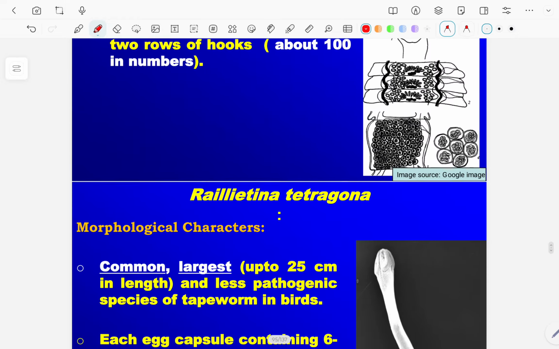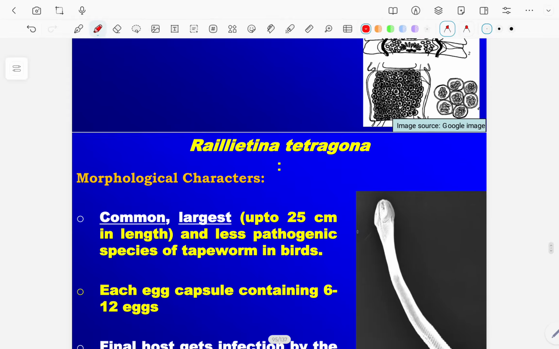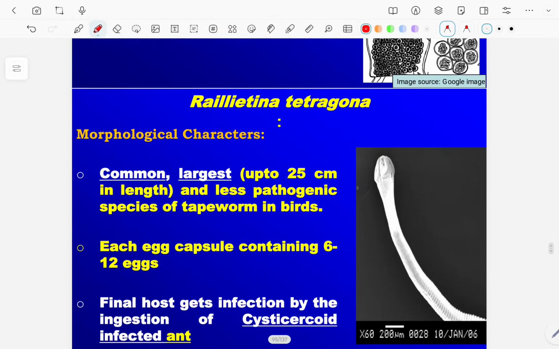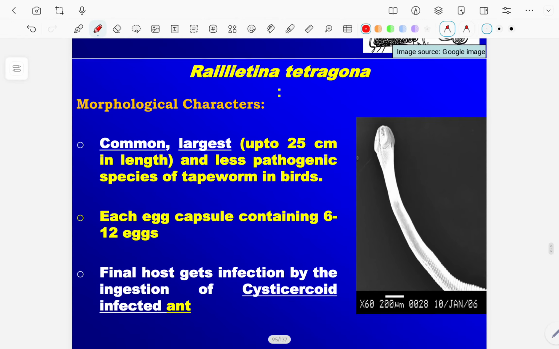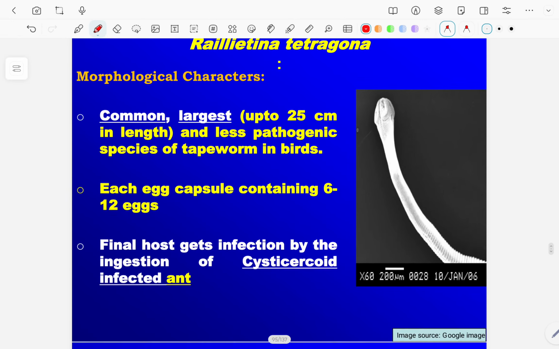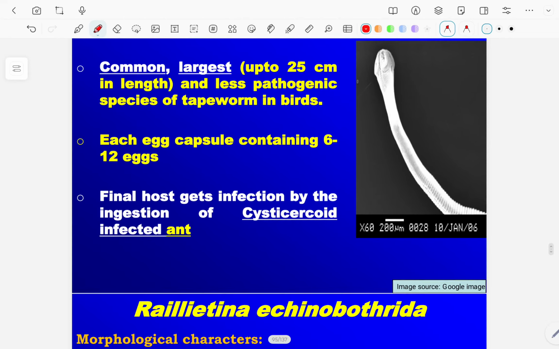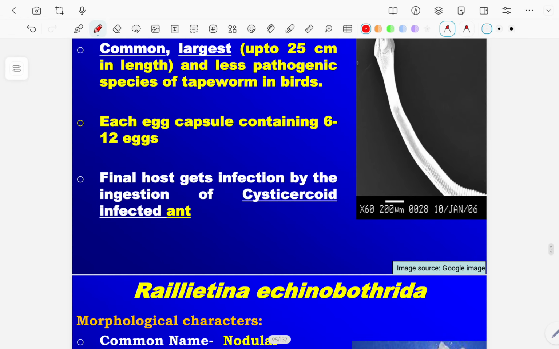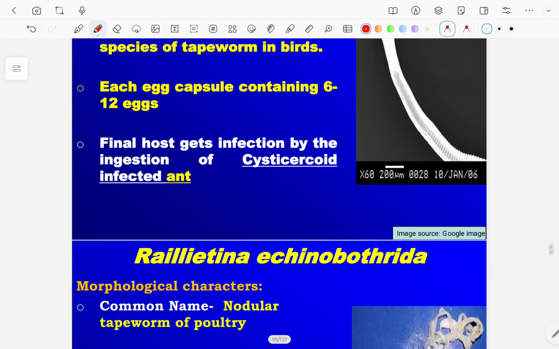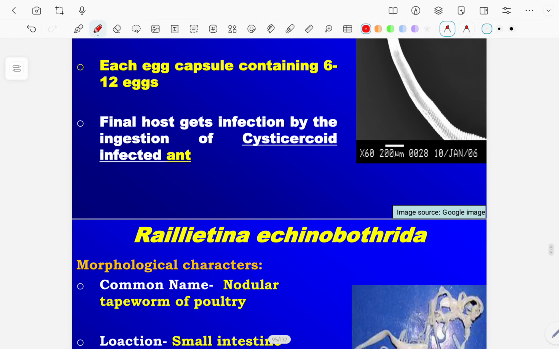Raillietina tetragona. Morphological characters: common, largest, up to 25 cm in length, and the least pathogenic species of tapeworm in birds. Each egg capsule contains 6 to 12 eggs. Final host gets infection by ingestion of cysticercoid-infected ants.